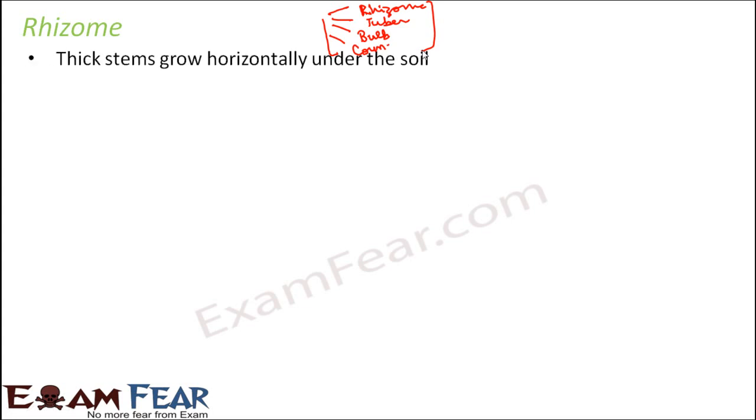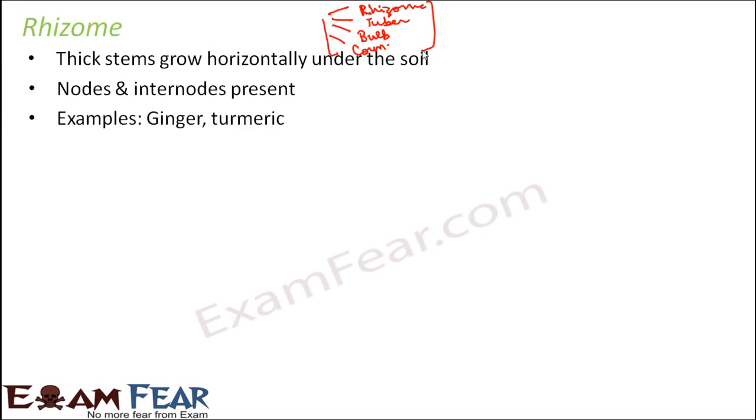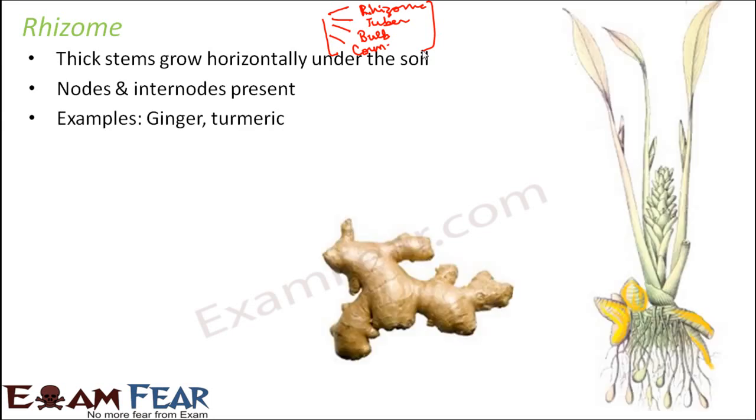Rhizomes are thick stems which grow horizontally under the soil. Nodes and internodes are present. Examples would be ginger and turmeric. If you look at this turmeric plant, what are these? These are the roots. What kind of roots are there? These are the fasciculated, adventitious roots with tubers, that is with swollen nodules, the nodulose type of root modification. We have talked about this root modification before.